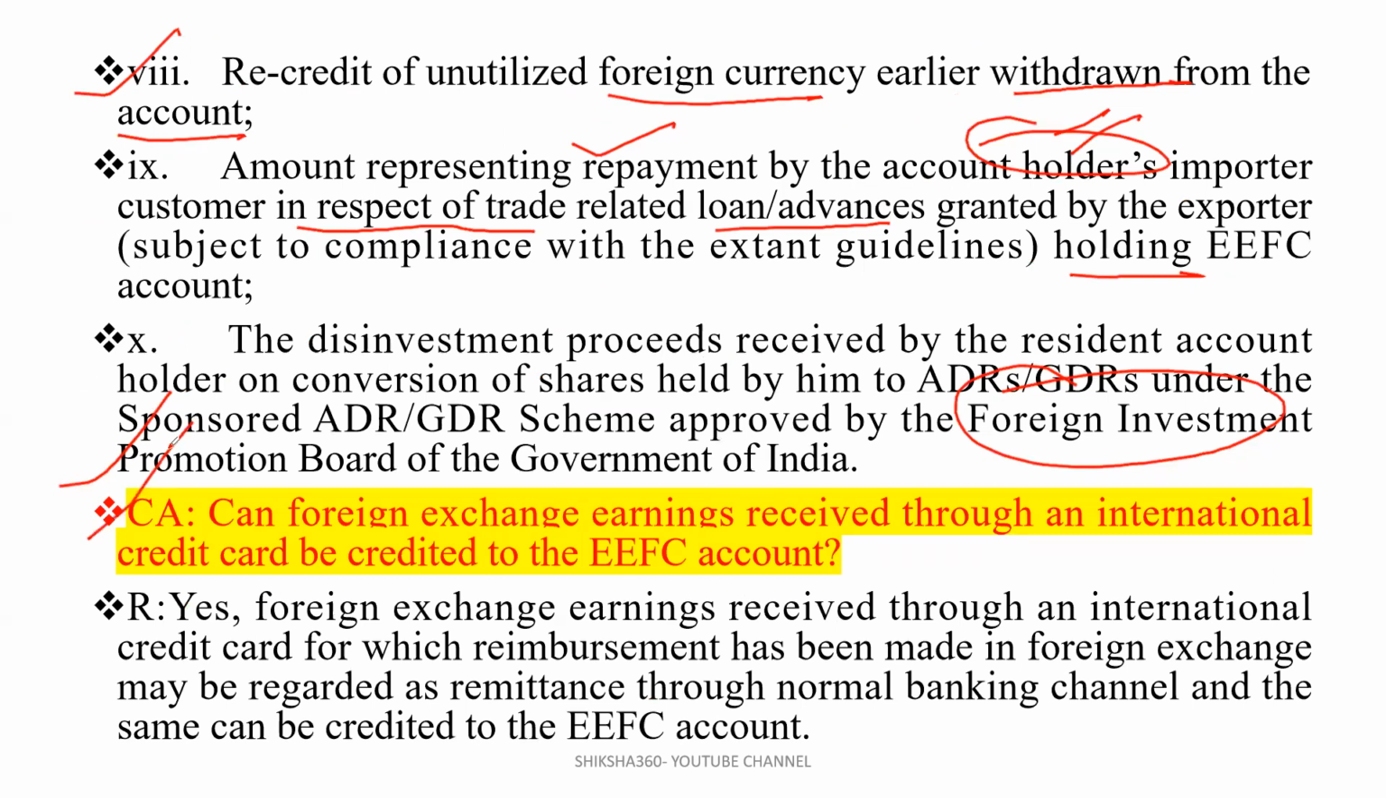Next one, question. Can foreign exchange earnings received through an international credit card be credited to the EEFC account? Clear? That is through an international credit card. Yes. Foreign exchange earnings received through an international credit card for which reimbursement has been made in foreign exchange may be regarded as a remittance through normal banking channel, and the same can be credited to the EEFC account. Clear? So they can also receive from the international credit card, for which the reimbursement has also been made in foreign exchange.